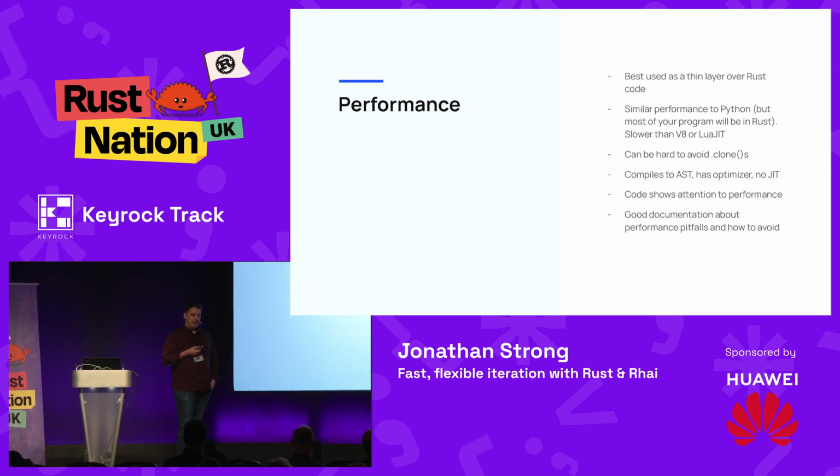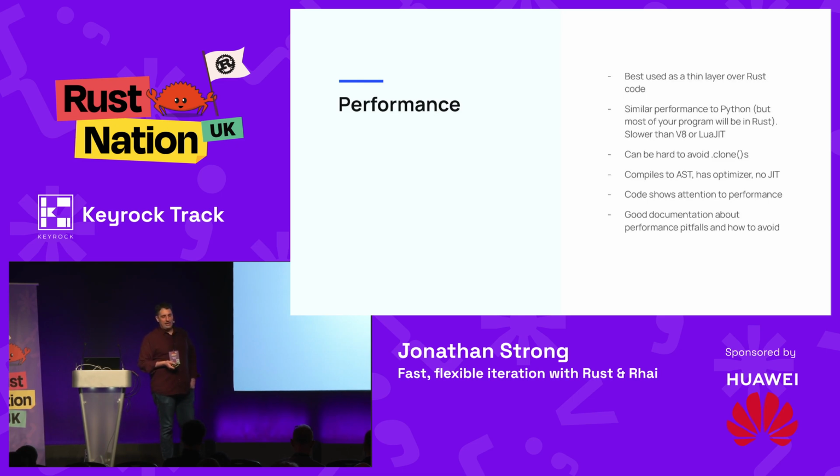Performance is about what you might expect from a dynamic scripting language. It's about the same as Python. It's slower than JavaScript V8 or LuaJIT. So the best way to use Rhai is as a thin layer over Rust code, where you're dispatching work to be done in Rust. It's not the place where you do a ton of work in the scripting language.